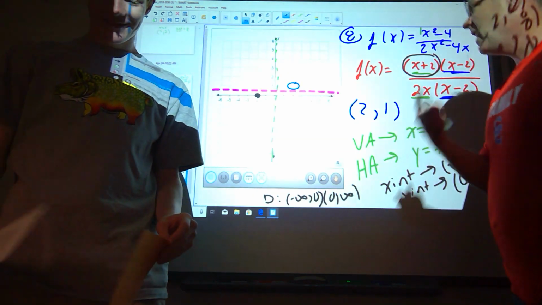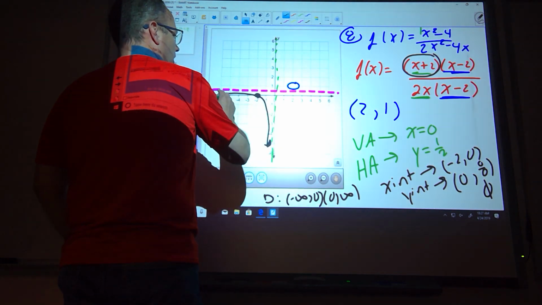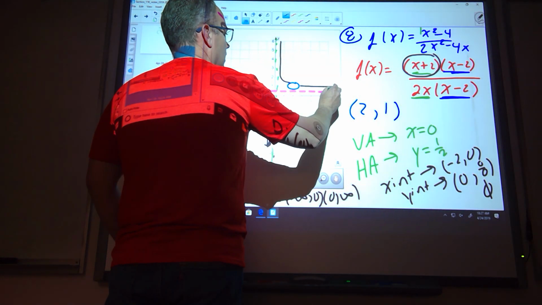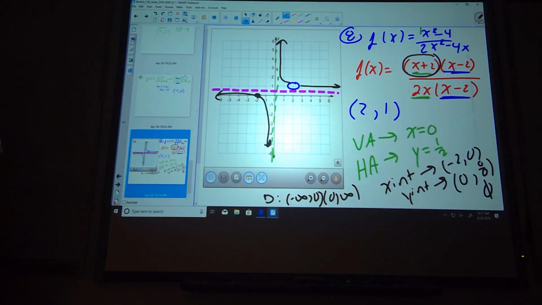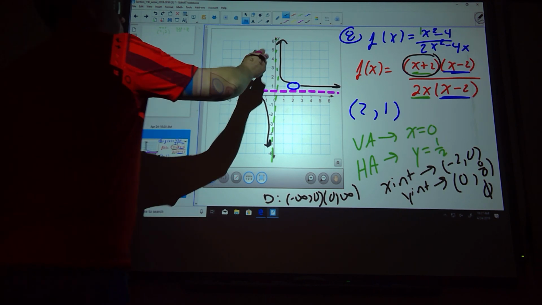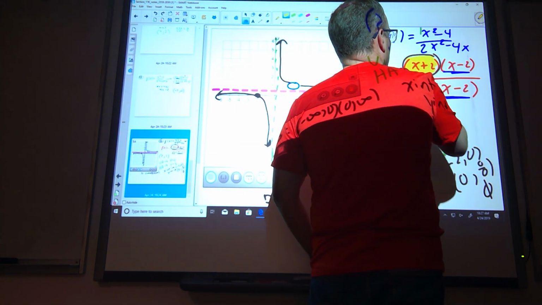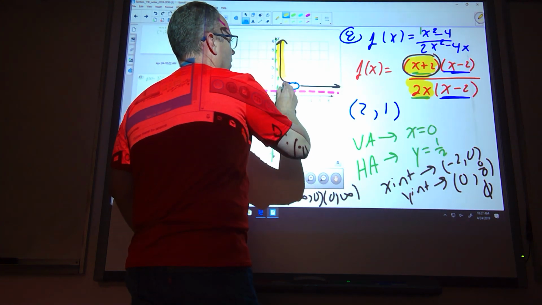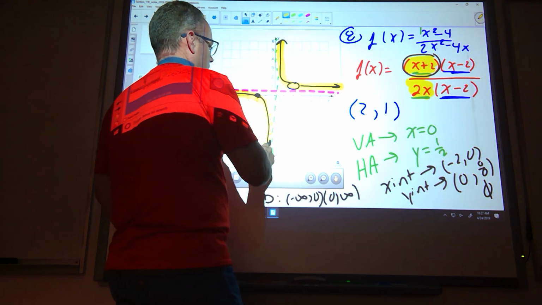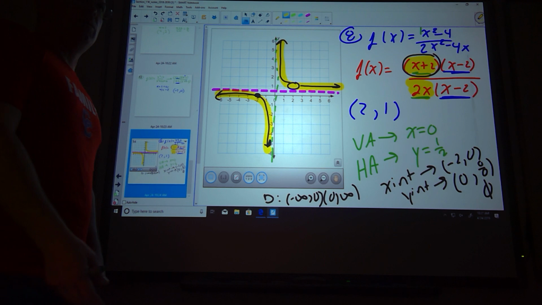So I would say this is going to look something like this. Something like that. And then something like that. And can you see how the hole sits there? And if I had graphed what I had left, x minus 2, if I had just graphed this over this, it would actually do that. So if you graph the thing without the hole, it doesn't have a hole in it. Okay. All right, any other last minute questions?